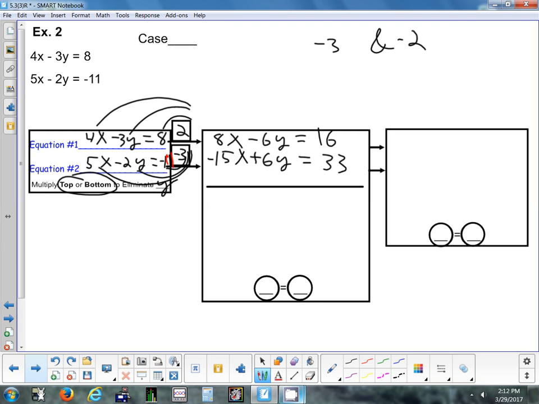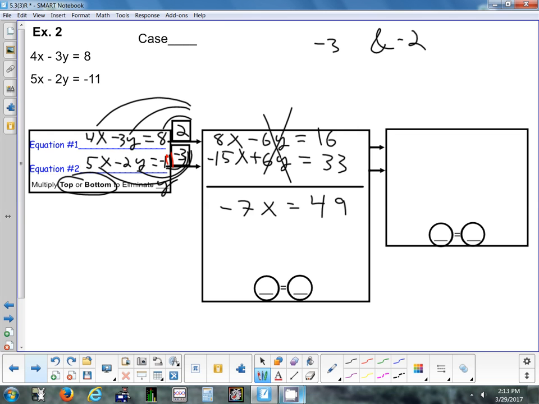Okay, so what letter there can we cross out? The y's. Cross all that out. And what do we do with what's left? Add it up. Okay, we have 8 plus negative 15. It's basically like doing 8 take away 15. Yep. That's negative 7x. And then 16 and 33. We could just do it in columns. What's 6 and 3? 9. And 1 and 3 gives me 4.